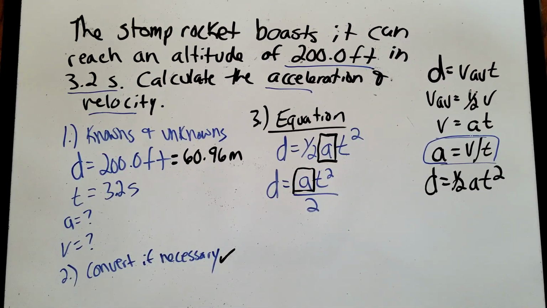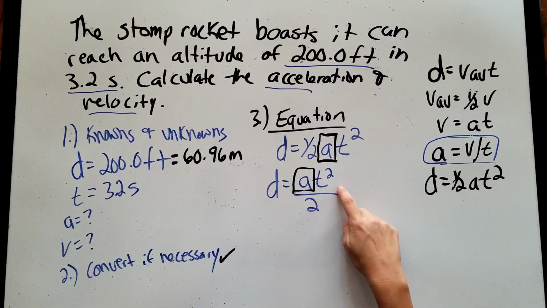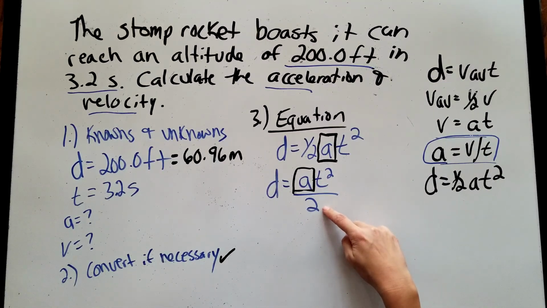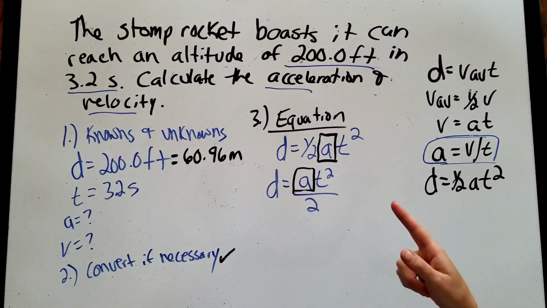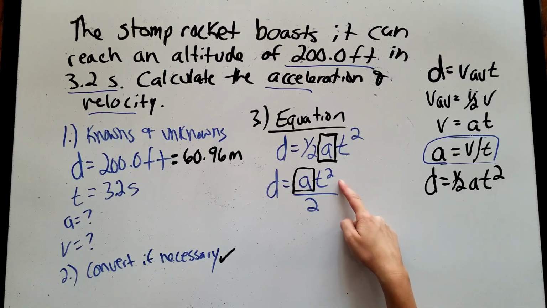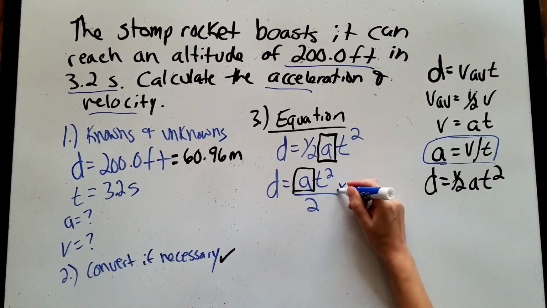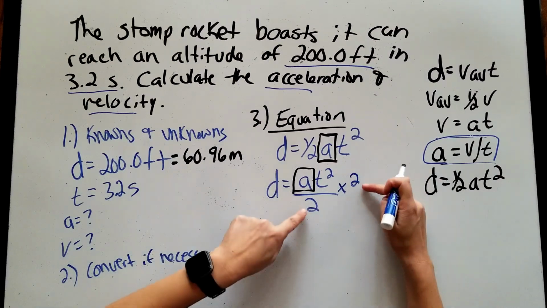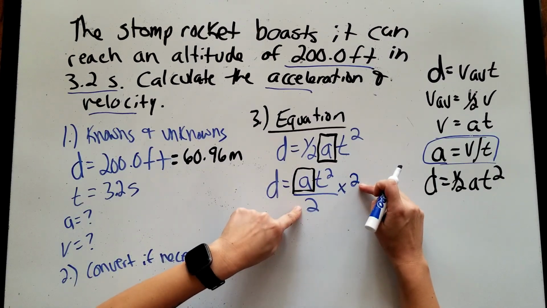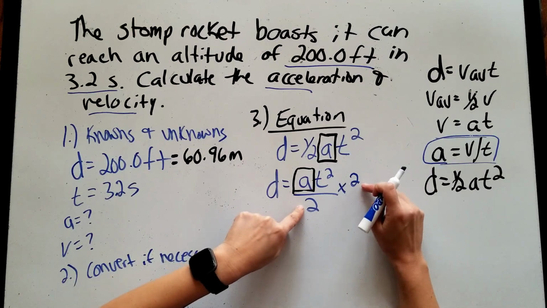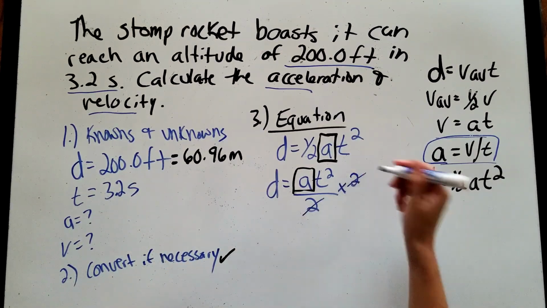So to get a by itself, I need to move the 2 to the other side of the equation and the t squared to the other side of the equation. So how do I do that? Well, since I am dividing by 2 on this side, to get rid of it, I want to do the opposite operation. So right now I'm dividing by 2, so the opposite of division is multiplication. So if I multiply this side by 2, now I have 2 divided by 2. They're on opposite sides of that horizontal line. So by multiplying this side of the equation by 2, I just got rid of the 2.